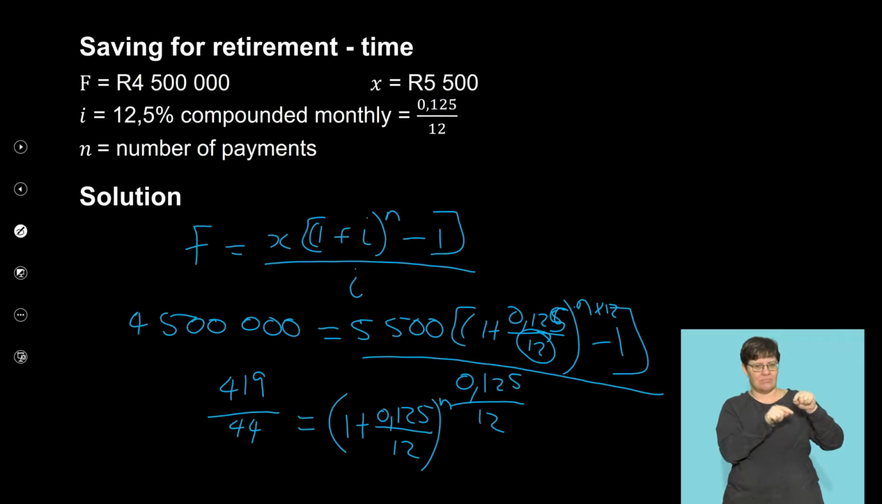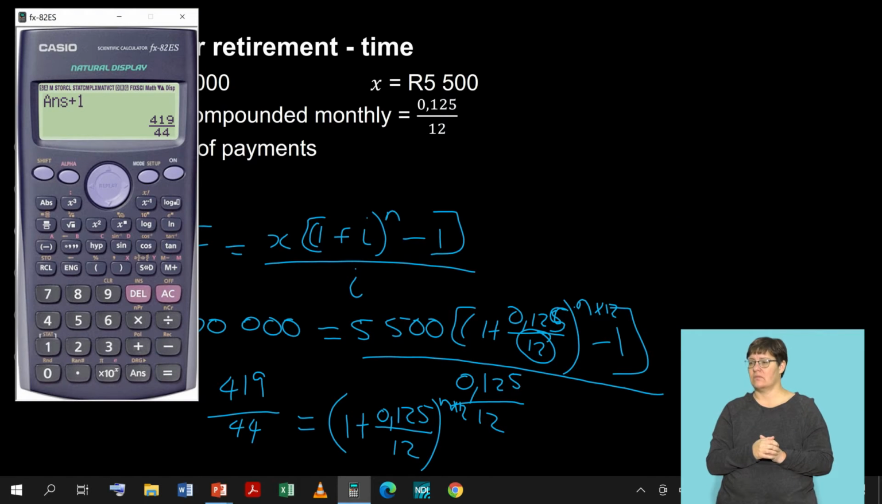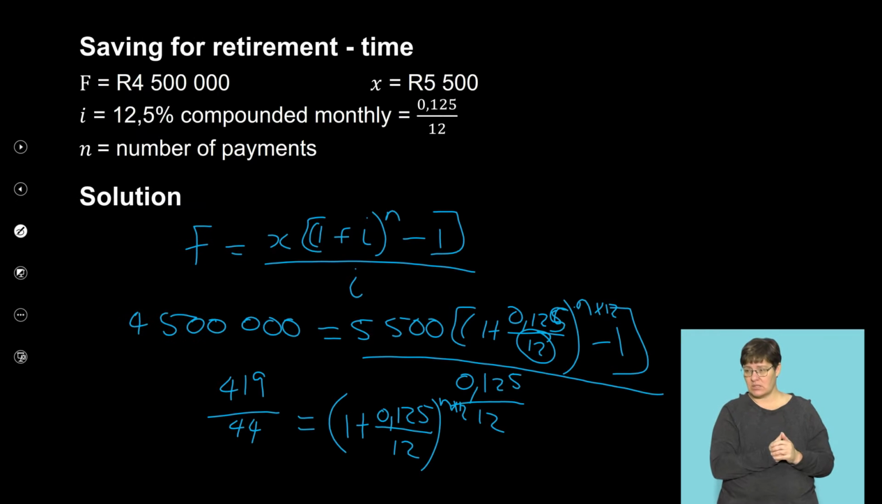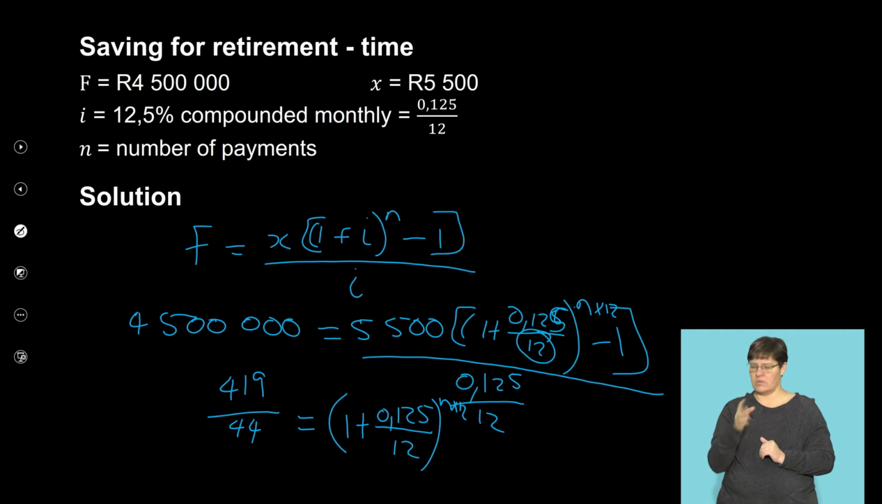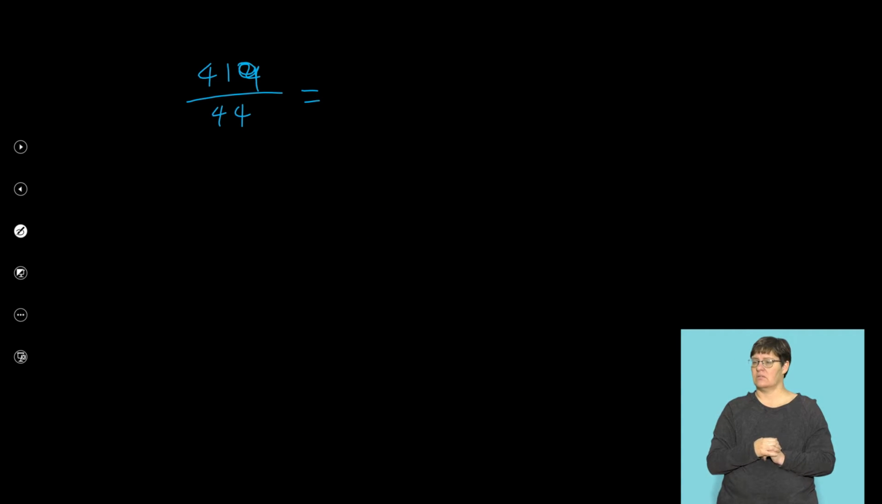Now from here, I will then introduce a log. This is times 12, right? I will then introduce a log. And if I introduce a log, let me just quickly write it down for you so that you can see what I mean. So 419 over 44, I hope. Let's just quickly verify. Yes, 44 equals 1 plus 0.125 divided by 12 to the exponent of n.